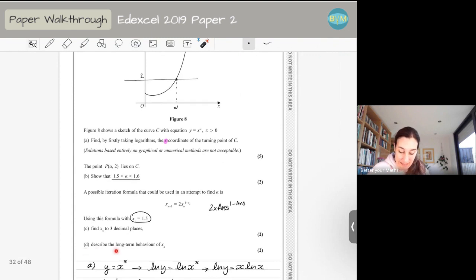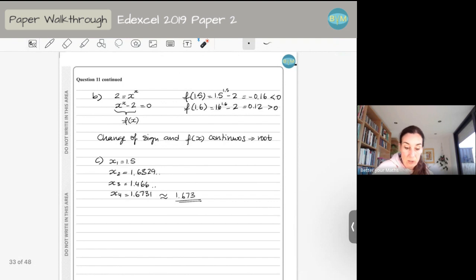Then it says describe the long-term behavior of x_n. How can we describe the long-term behavior? Just clicking equal in your calculator. If you do that a few times, you are going to see that you start to get 1, 2, 1, 2, 1, 2. So this is not converging. You have to say something like it is alternating between 1 and 2. So it's not converging.